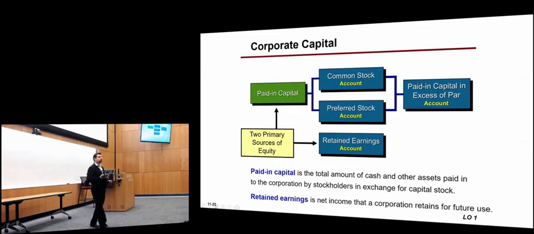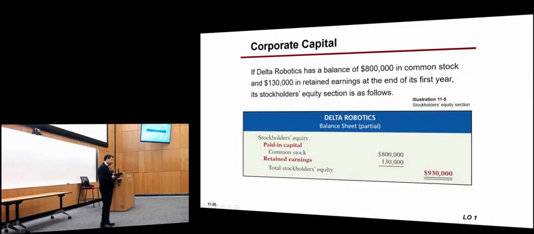As dividend, right? So the company might share part of the net income with their investors as dividends, and then the remaining part will be retained earnings. So if Delta Robotics has a balance of 800,000 in common stock and 130,000 in retained earnings at the end of its year, the stockholders' equity section in the balance sheet will be as such.